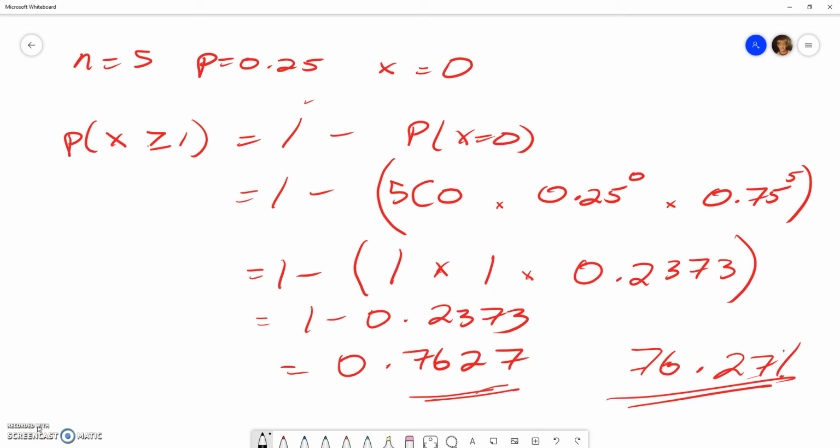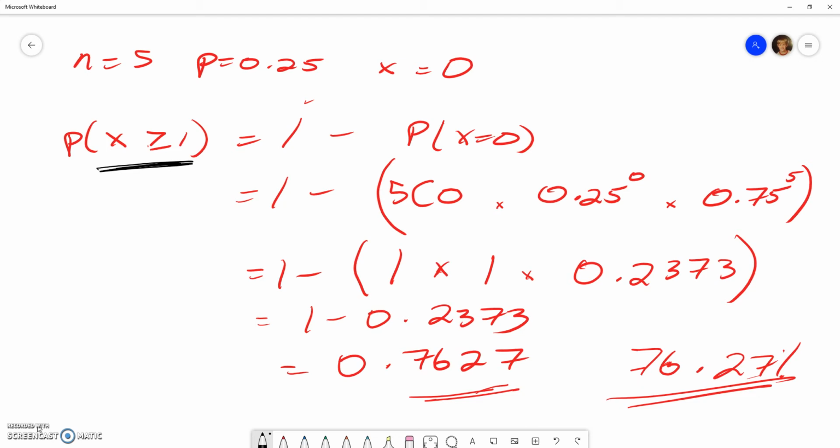We just did this question where it states that x is at least 1. So at least 1, we wrote it that way. Just to emphasize why we did it this way: in a binomial distribution, it's discrete numbers.